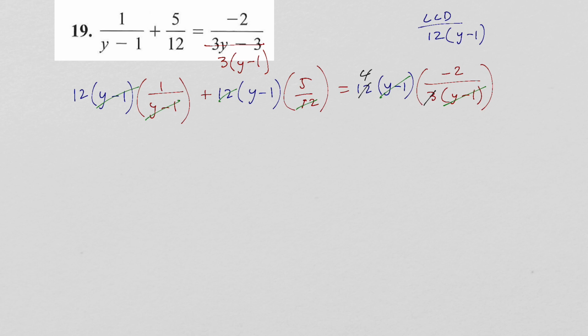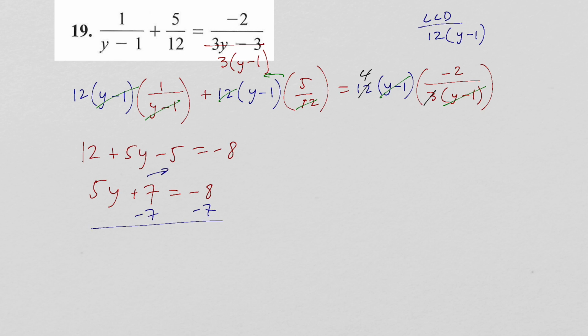Okay, now, in this, I'm just left with 12. Over here, I have this 5, and it's being multiplied by here, so I distribute the 5, and I'll get positive 5y minus 5 equals, and when I multiply there, I get negative 8. So now let's combine like terms. 5y plus 7 equals negative 8. I'm going to move the 7 over by subtracting it, and I'll get 5y is equal to negative 15. I'll divide by 5, and I'll get y is equal to negative 3.